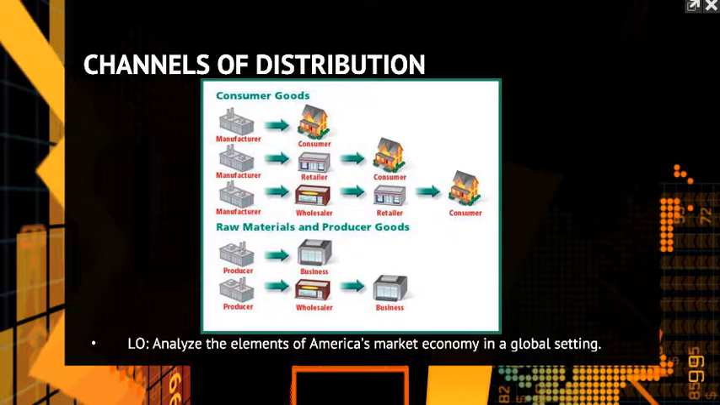So here you can take a look at some of the typical channels of distribution. Sometimes you may have products that are sold directly from the manufacturer to the consumer. You can also have products that are sold from the manufacturer to a retailer to a consumer. In this case, the retailer becomes the middleman. The manufacturer makes the product, sells it to the retailer, who in turn adds a markup to the product and then sells it to the end consumer.